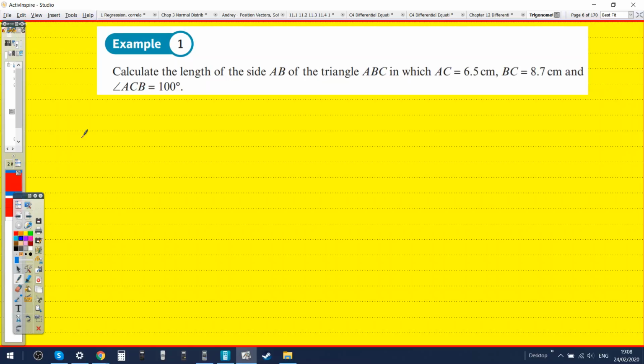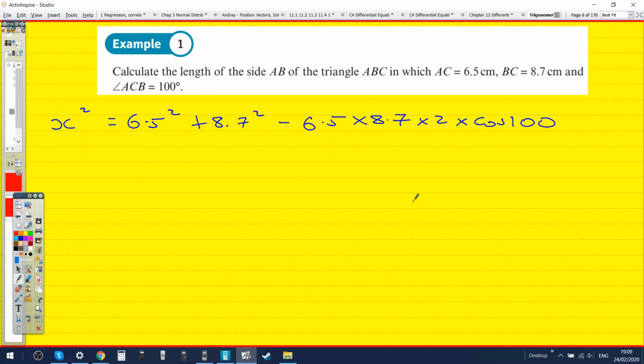So would I need to do something like x squared equals 6.5 squared plus 8.7 squared minus 2 times 6.5 times 8.7 times cos 100, and then just square root that whole thing? Yeah, and then just square root the answer.